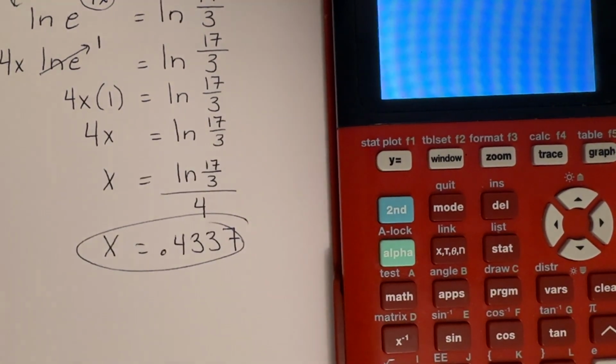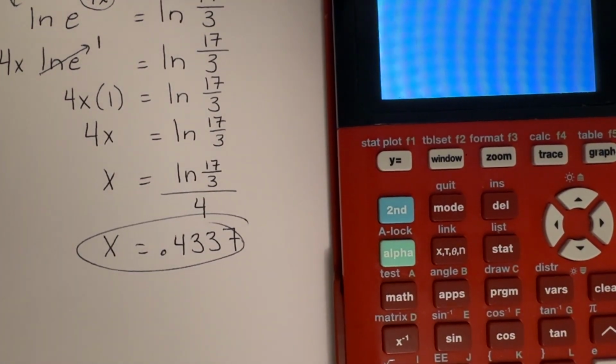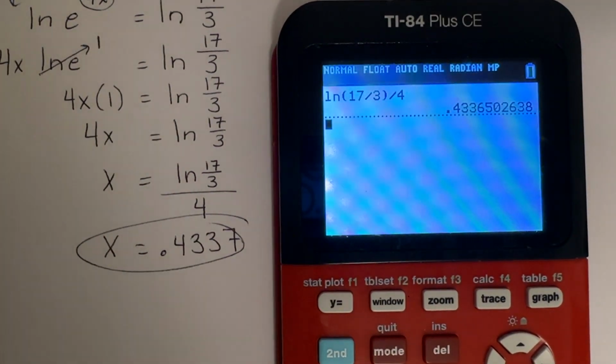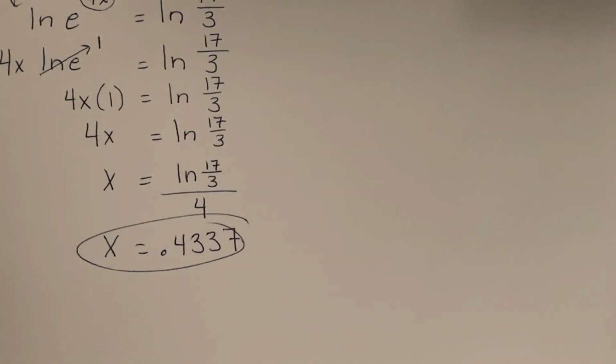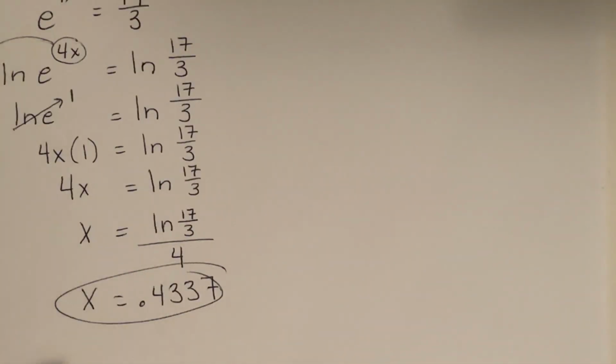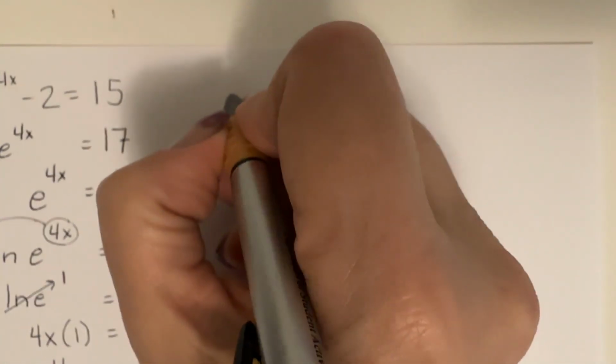And there you go. There is your answer for that problem. Notice I'm using 4 decimal places. If you want to use 3, though, that's fine too. All right, let's go to our final example for today. Scoot it back down so I've got a little place to write.